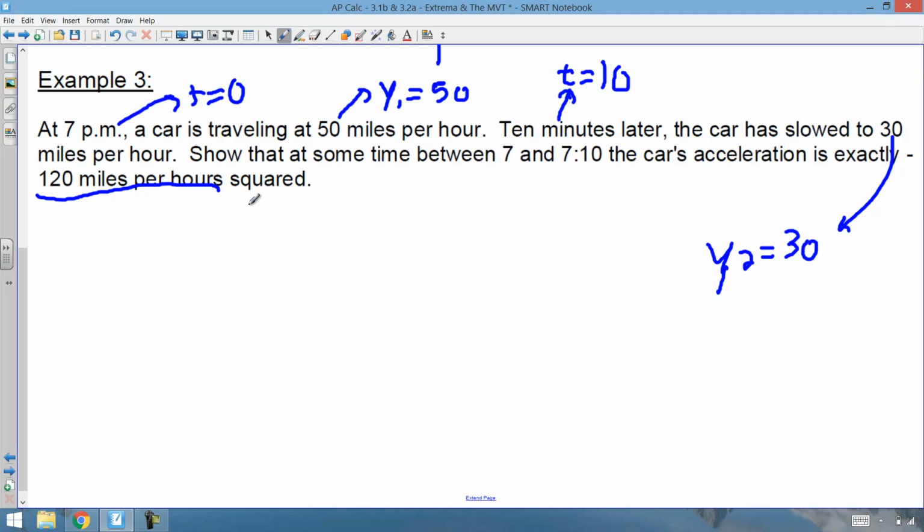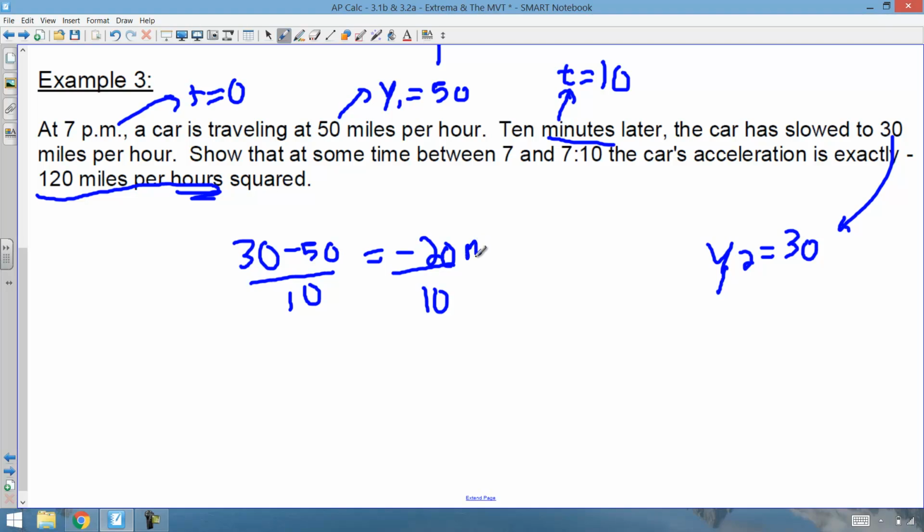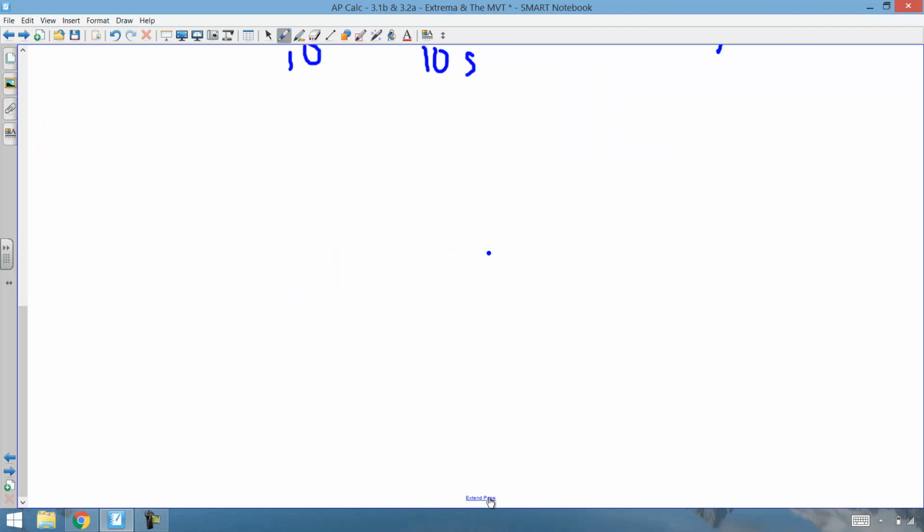We have to be careful because we're talking about hours here and minutes here. Watch out, I made that mistake when I originally did this problem. So what's the change here? We have 30 minus 50, y2 minus y1, so that's -20 on top over 10, so it's -20 miles per hour divided by 10 minutes. We have to make some sense of that units-wise. Units are really the only issue here.